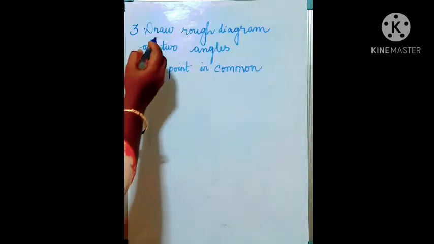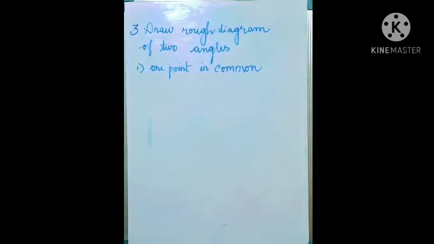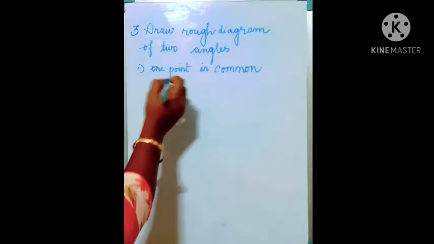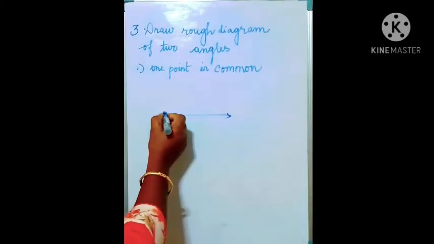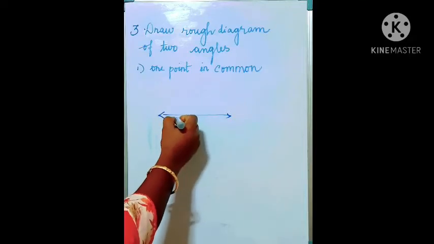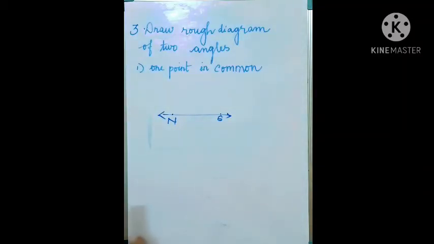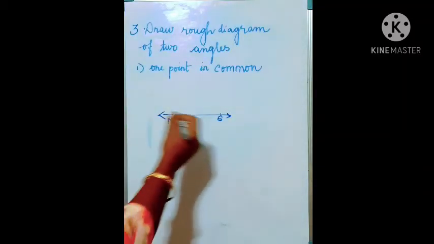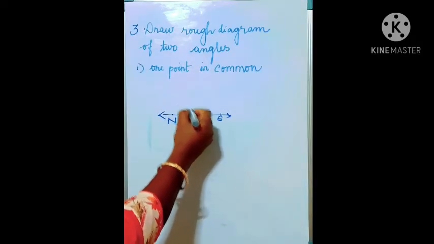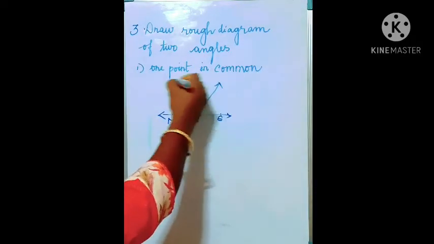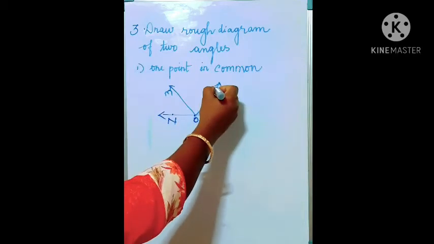Now third sum. Draw a rough diagram of two angles such that they have one point in common. So this you can do in your classwork. So just listen to it. Now we are going to find what is one point in common. So you draw a line. This line segment is NS. Here, one point in common means you can draw two rays, isn't it? So this is M and this is R.